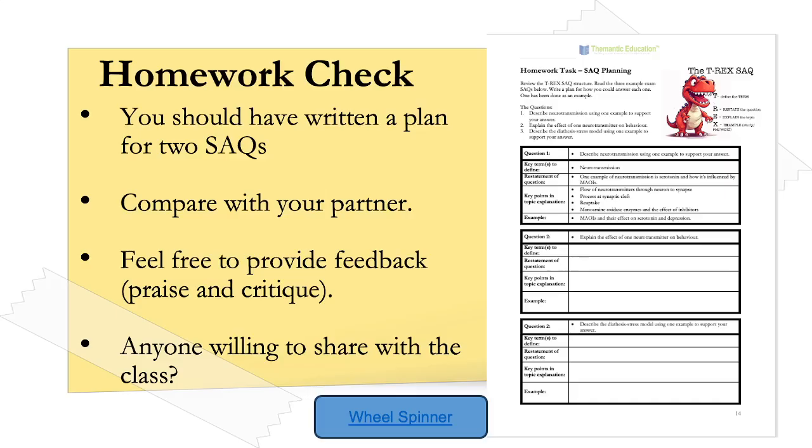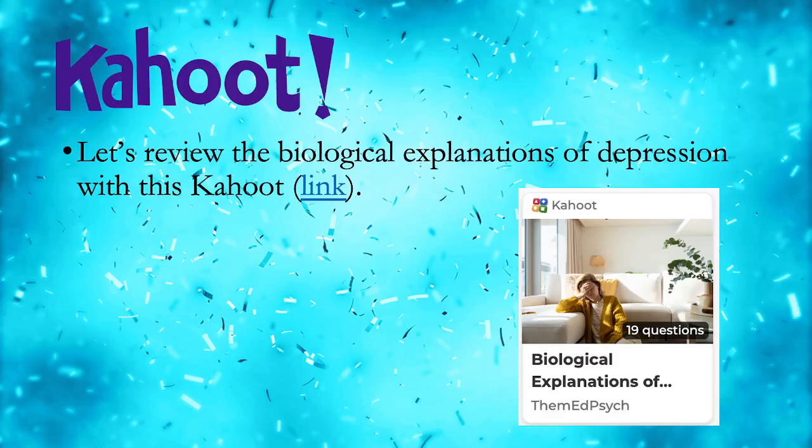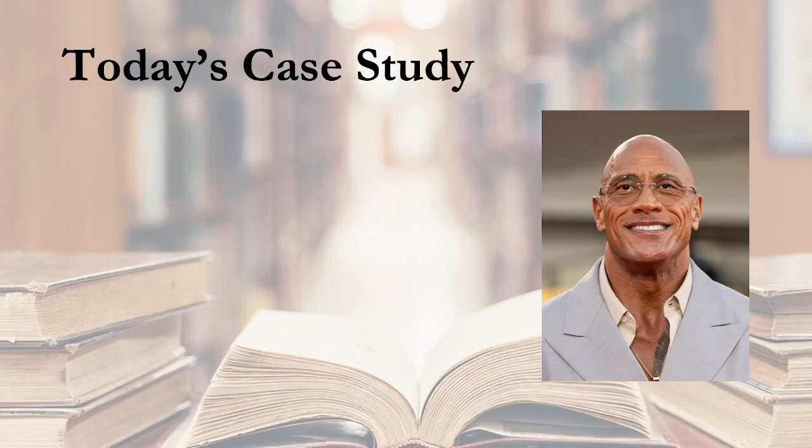All right, we can compare their notes with a partner. I've got a wheel spinner there if you want to do a random check and call a student by random and get them to show you their plan or explain their plan to the class if you like. Biological explanations, Kahoot, there's the review. And today we're going to understand Beck by linking it to the Rock.